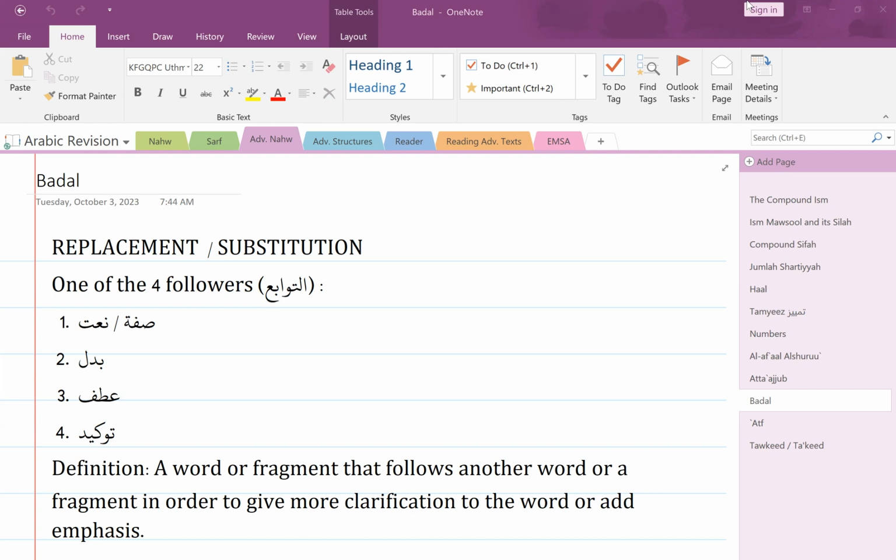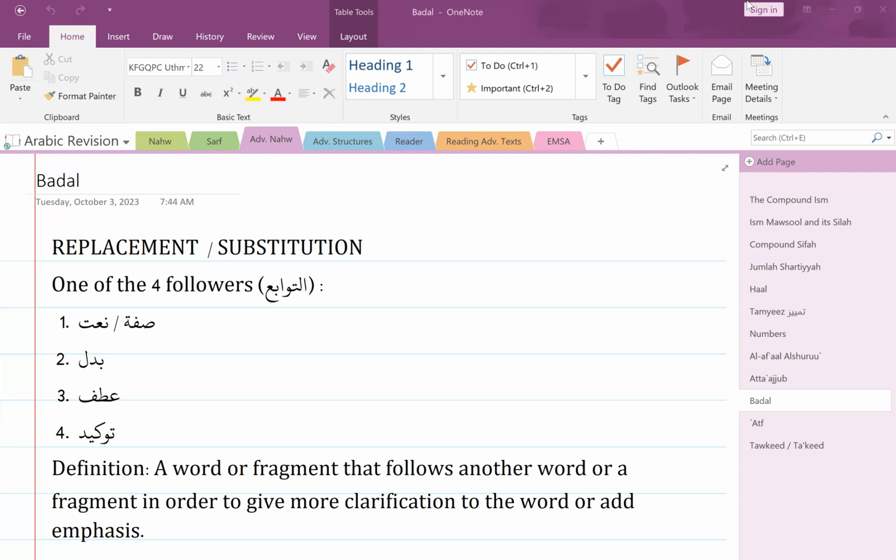So what is badal? Badal basically means to exchange or to replace or substitute. That's the whole meaning of badal. And it is one of the four tawabi'. There are things called at-tawabi'. So taba, like tabi'a yatba'u, فهو تابع, to follow. Tabi' is a follower. So tawabi' is the plural of that tabi'. So it is one of the four followers.